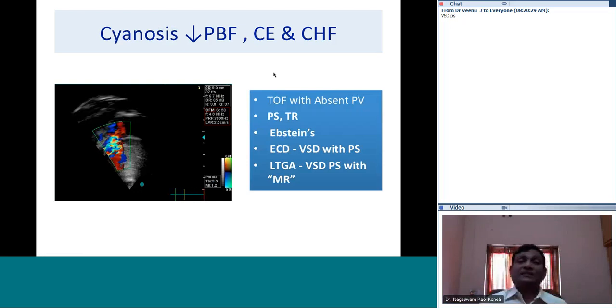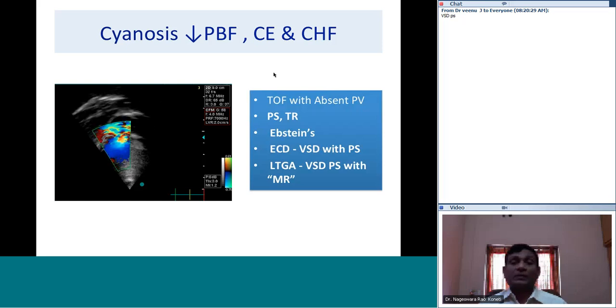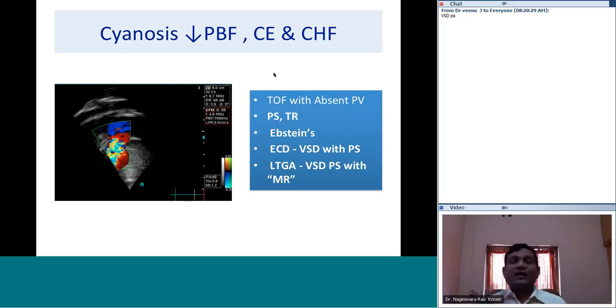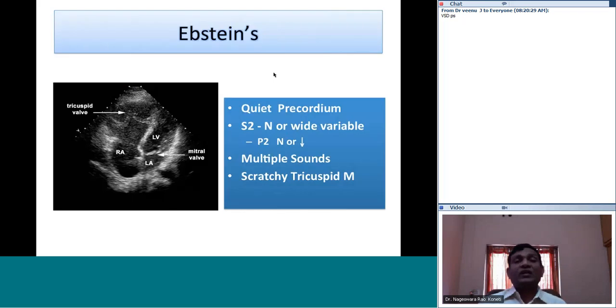Cyanotic congenital heart disease with reduced pulmonary blood flow, cardiac enlargement and heart failure, you usually see in tetralogy of Fallot with absent pulmonary valve syndrome, or PS and TR, critical PS, Ebstein anomaly, and endocardial cushion defect with MR, and corrected TGA VSD PS with again a left-sided AV valve regurgitation. Ebstein anomaly is a different entity. Generally we will discuss in all entities where you see a prominent precordium, single second heart sound, multiple sounds and scratchy tricuspid murmurs, eddy sound; all these variable sounds will be seen and you can read about that.